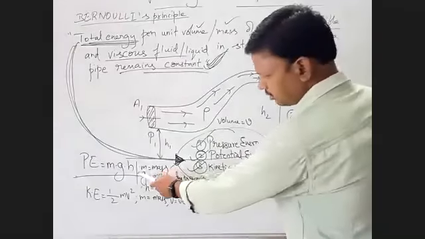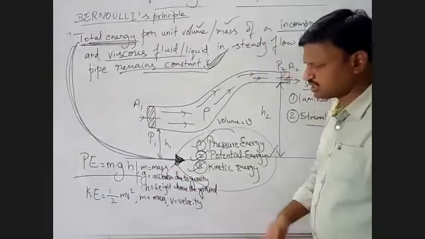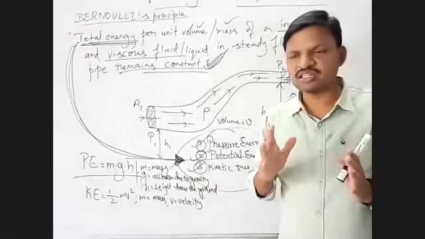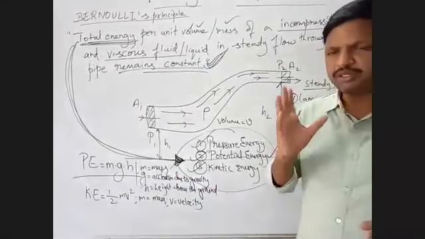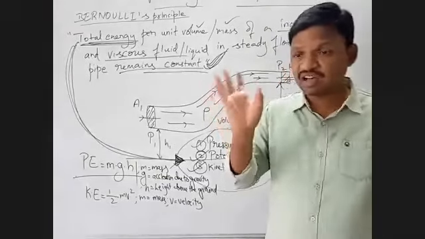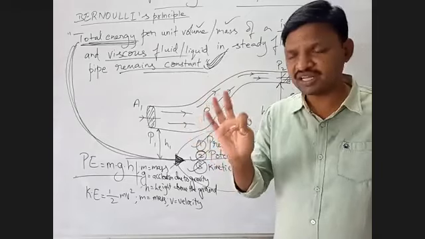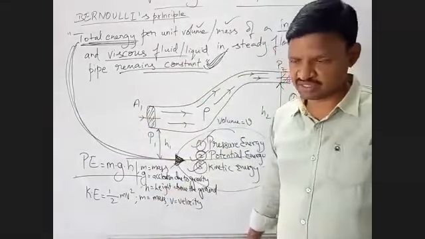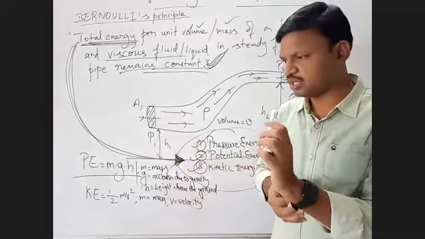So here we have the potential energy definition. What is the definition of potential energy? Potential energy is defined as the energy possessed by an object due to its state of position, shape, or height above the surface. Suppose position means, I will try to explain.